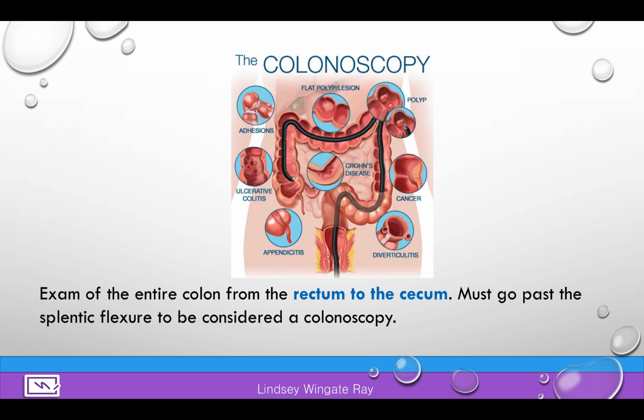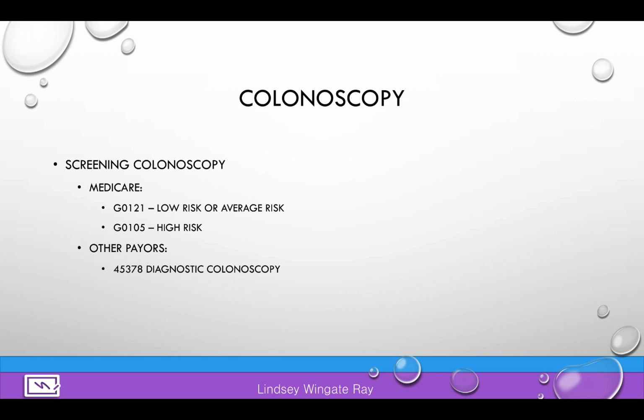Look at this picture. You can see the colonoscope goes all the way from the rectum to the cecum. So the definition of a complete colonoscopy is when the colonoscope goes all the way to the cecum, which is this area right here. Now let's talk about coding for a colonoscopy because it's different for Medicare versus other payers.